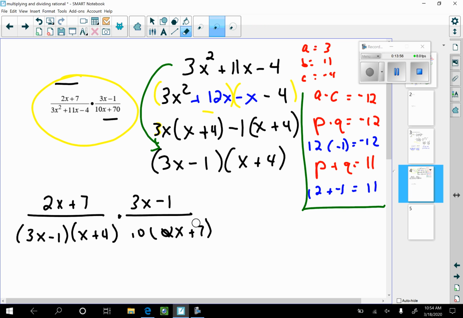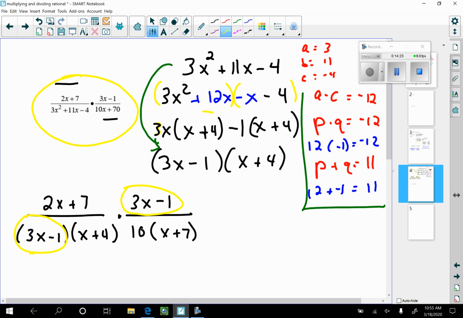Hey, slow your roll here, buddy. Okay, so I made a little mistake here. I think I wanted to factor out a 10, and what do I have? I have x plus 7. And so now I'm going to cancel all the like factors. It would have been nice if that came out of 2, but it didn't. So what are my like factors? I have this factor and I have this factor. They cancel.